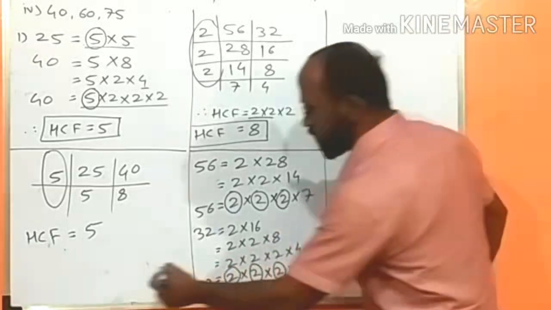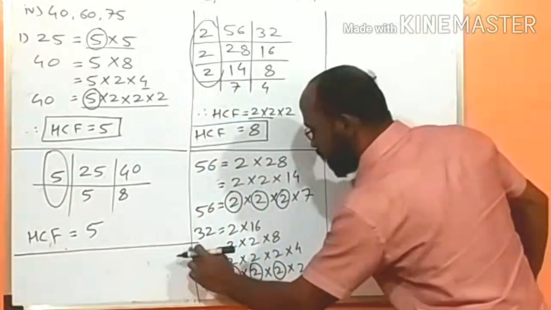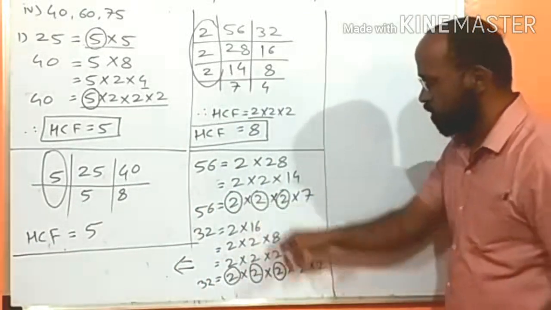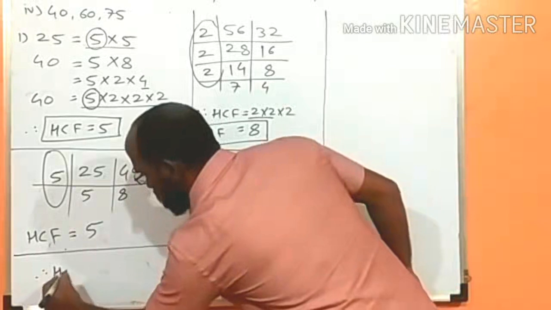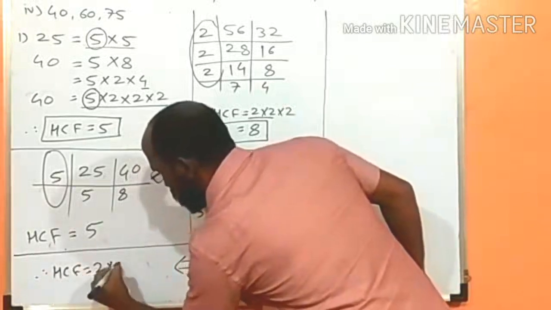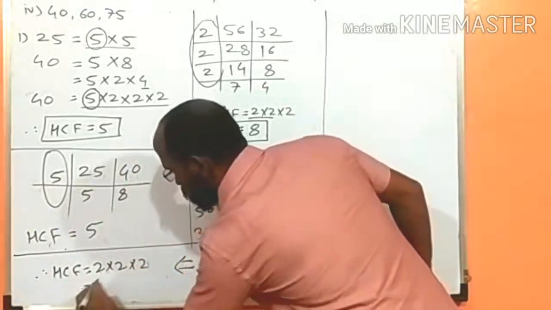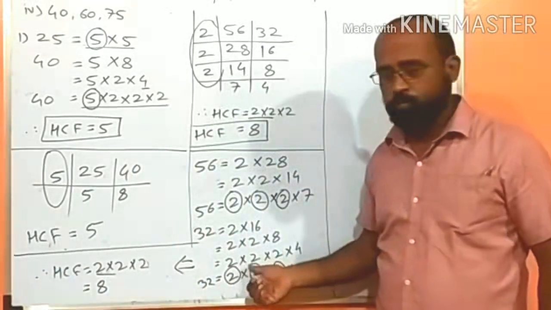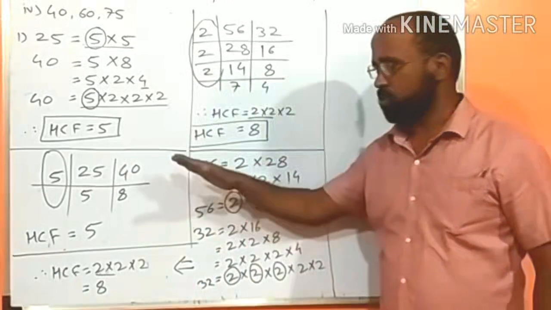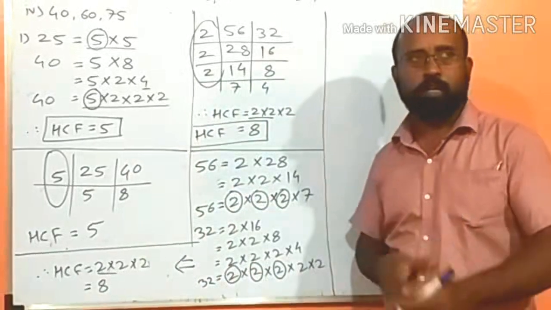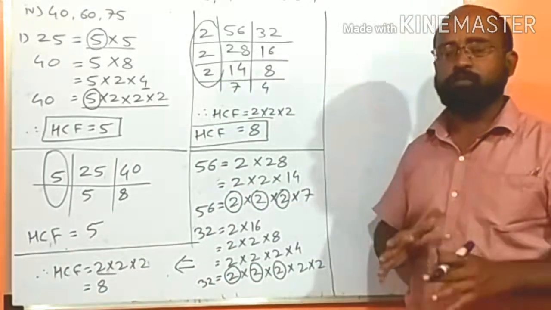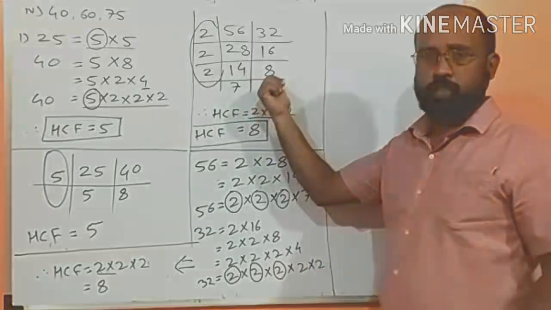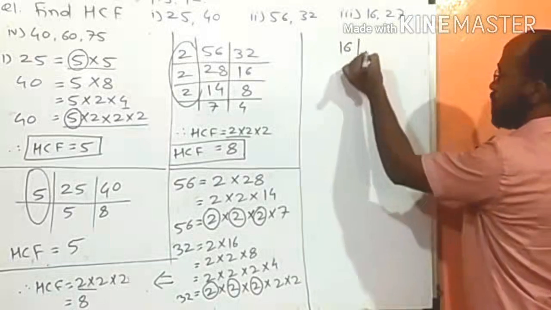So HCF is nothing but the multiplication of these common factors. Therefore, HCF is equal to 2 multiplied by 2 multiplied by 2, which is equal to 2 2s are 4, 4 2s are 8. Okay, got it friends? So among these two methods, horizontal arrangement or vertical arrangement, you can use any one which you find easier for you. I am going to use this one, 16 and 27.